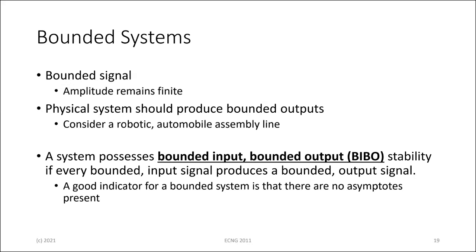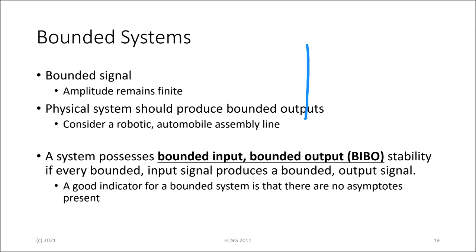So nothing that you do on a well-designed system should cause it to go out of control, right? With electric vehicles, you mash the accelerator, you remove your foot from the accelerator, and the vehicle is supposed to decelerate and come to a stop. It's not supposed to continue at speed or accelerate beyond the range. That's the kind of thing. And a good indicator for a bounded system is that if you look at the response, there are no asymptotes. An asymptote is like an infinity, something that after a long period of time it settles to.